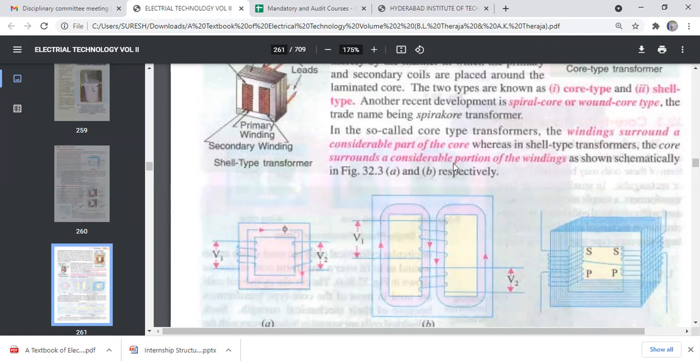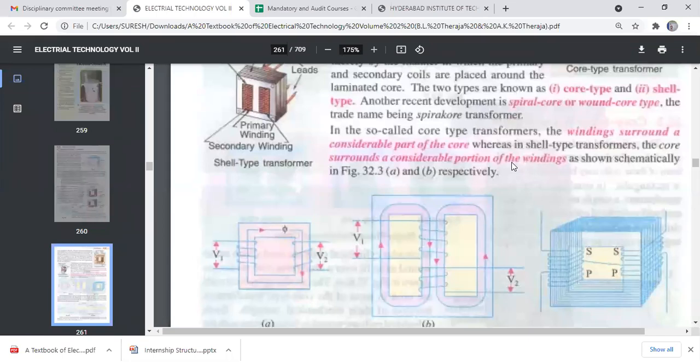Write down. In shell type, the core surrounds a considerable portion of the winding. The iron piece covers this winding. That's why it is called shell type. In shell type transformer, the core surrounds a considerable part of the winding.